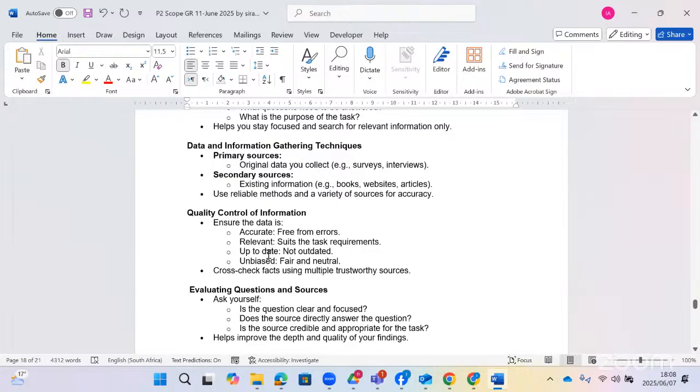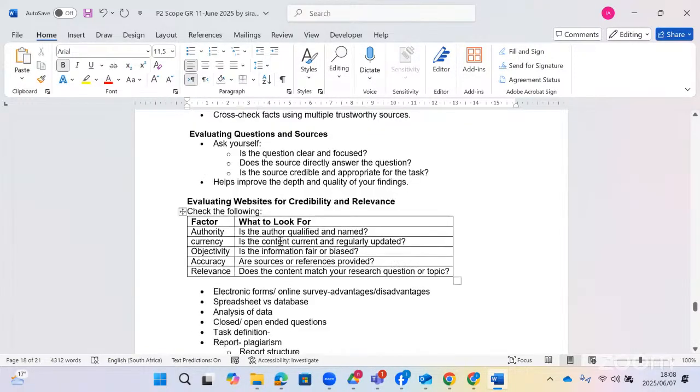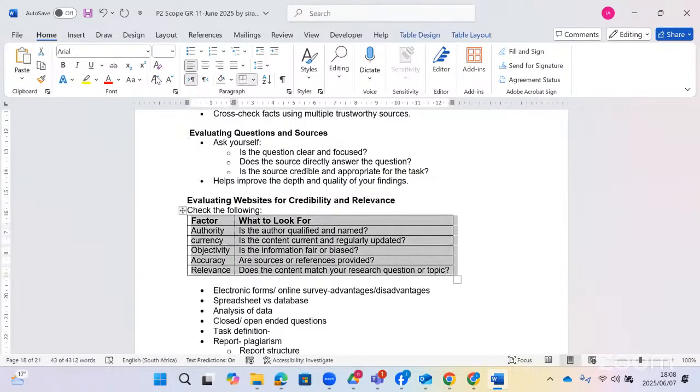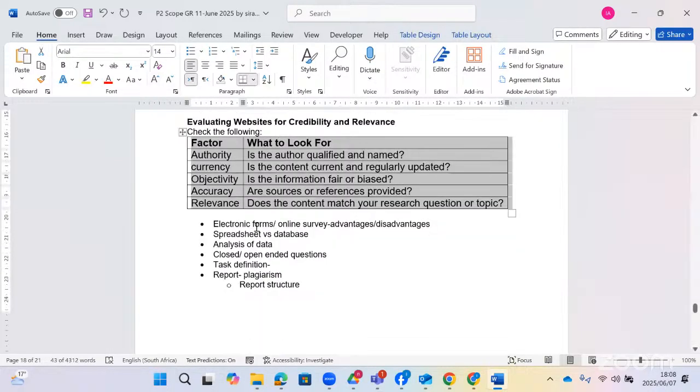Then quality of information. How do we evaluate this information from phase 1? Accurate, relevant, up to date, not biased, and others. That's the one I've talked about earlier. Now, authority, currency, objectivity. These are some of the qualities that you'll be looking out for.